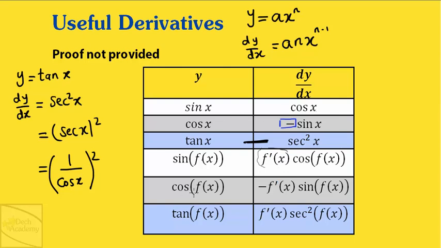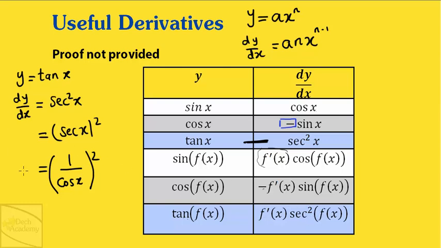And the same thing applies here. If you have the cosine of a function of x, if you differentiate it, it's going to be minus sine of the function of x, but times the derivative of that function. Similarly, if you have the tangent of a function of x, differentiating it is going to have something to do with sec squared of that function of x, but times the derivative of the function of x.